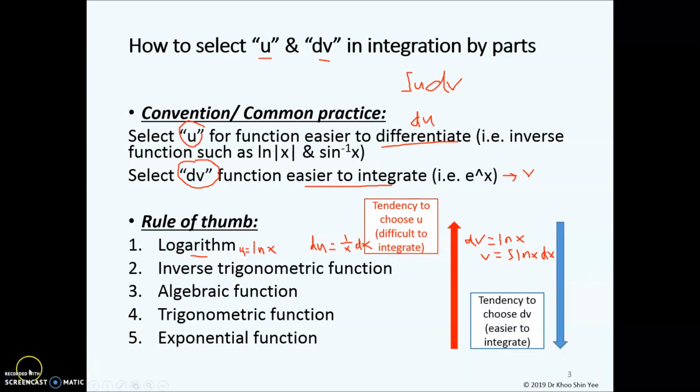As a rule of thumb, if you see an inverse function like log or an inverse trigonometric function, these are very difficult for you to integrate. Then we choose it to be u if you want to apply the integration by parts method. And for the rest of the function, you can choose dv.